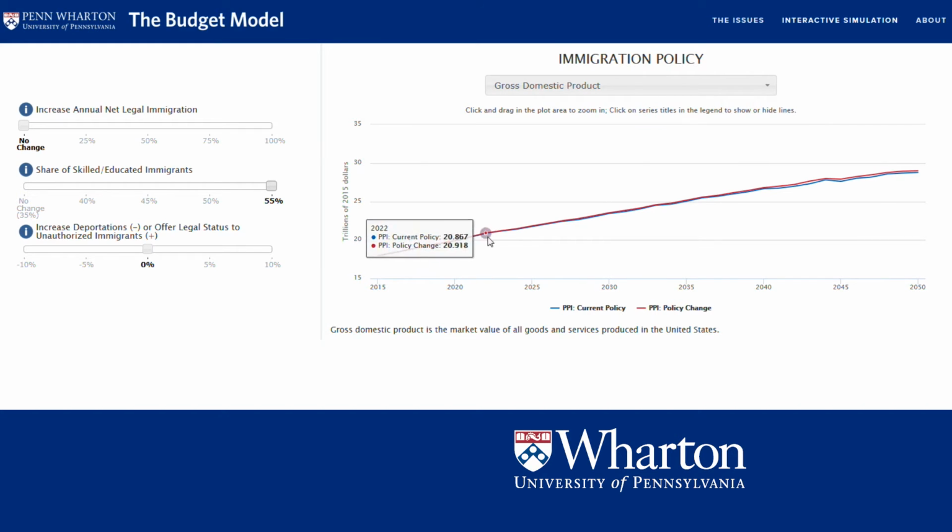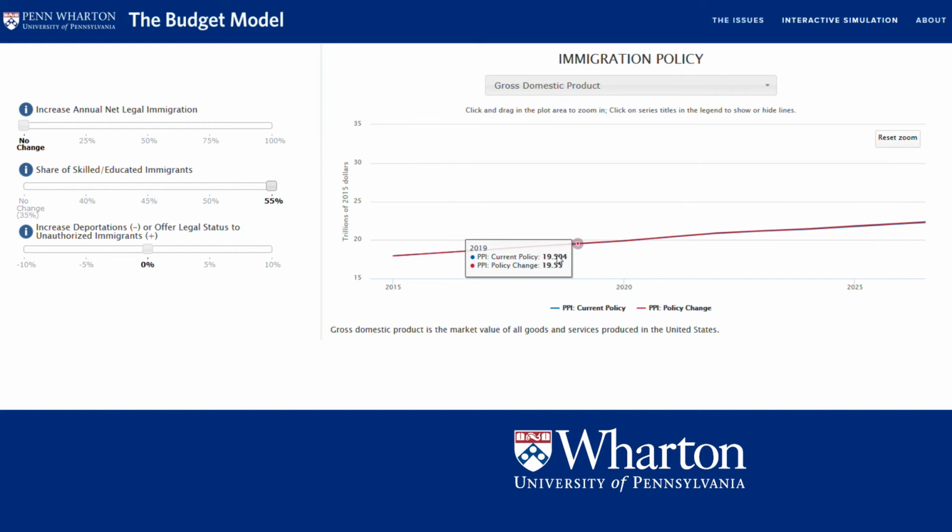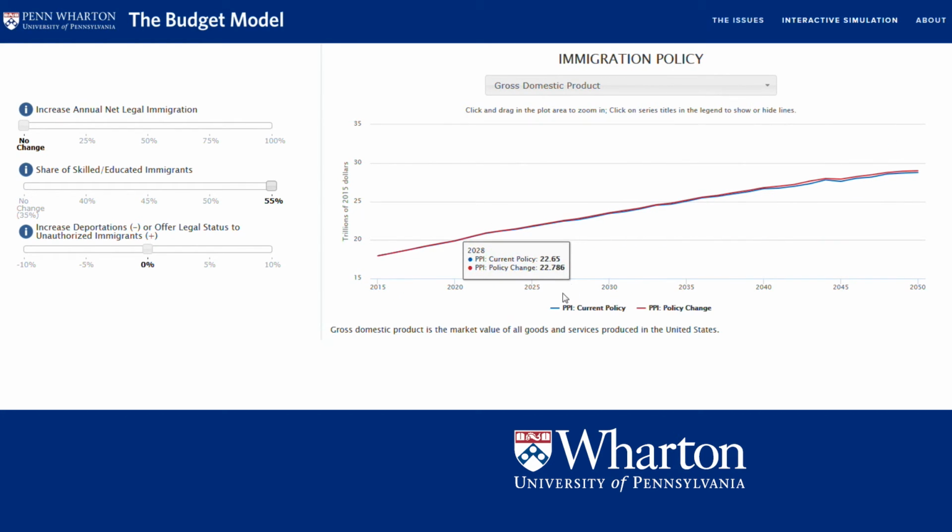And notice it's a slight positive. It's not huge. It's true that the values here are in trillions of dollars, but you can move your mouse over and see the actual numbers. Or if you want to, you can always zoom in on a particular set of years and get even more precision there if you'd like. And in particular, the blue line is the current policy. The red line is the effects of the new policy.